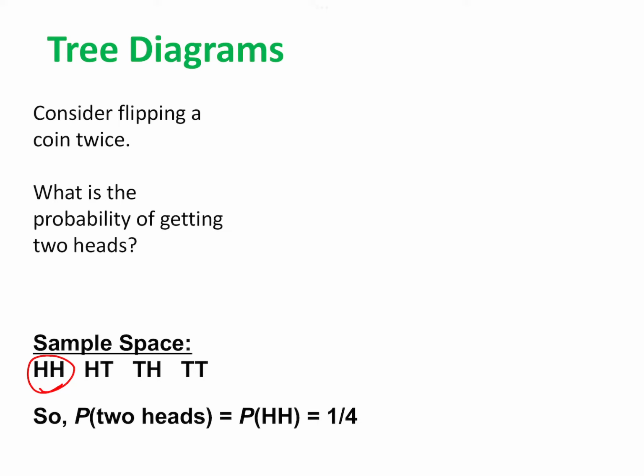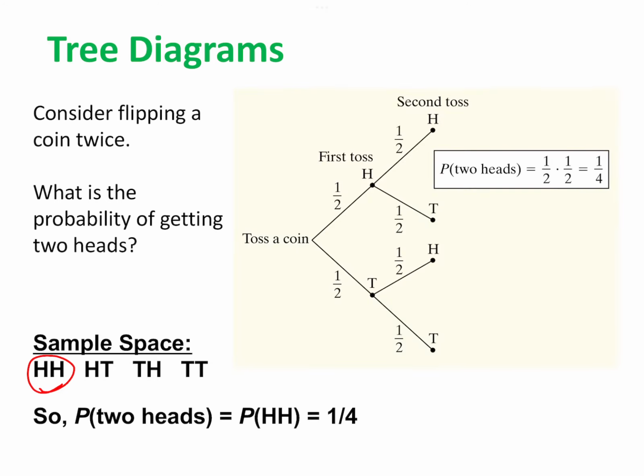Another way to do this, just so you can see what the tree diagram looks like, would be something like this. So we are going to toss a coin the first time. I'm either going to get heads or I'm going to get tails, and the probability of each of those happening is 1/2. Then from the first coin, if I toss it the first time right here and I got heads, I toss it the second time, I also either get heads or tails, and that probability is 1/2. Same thing from tails, I could get heads or tails on my second toss, and the probability is 1/2.